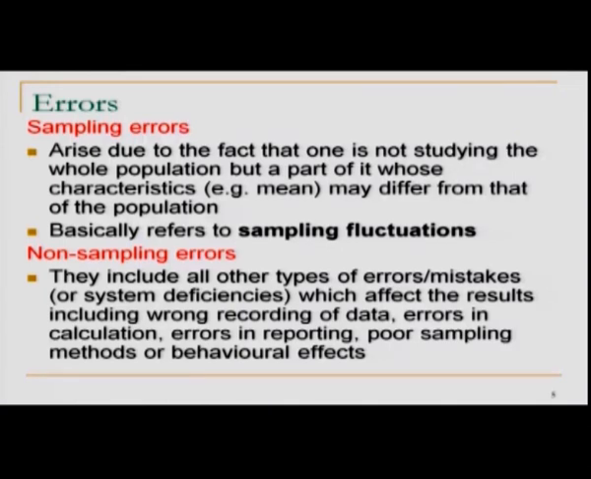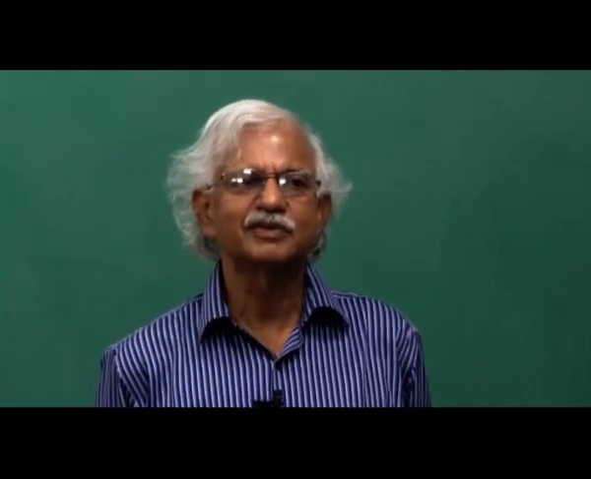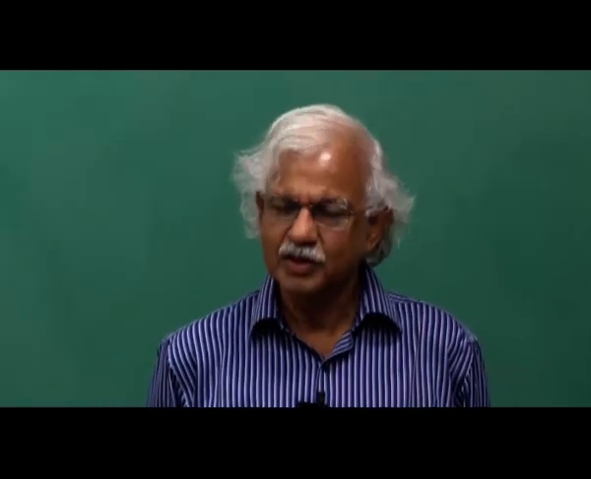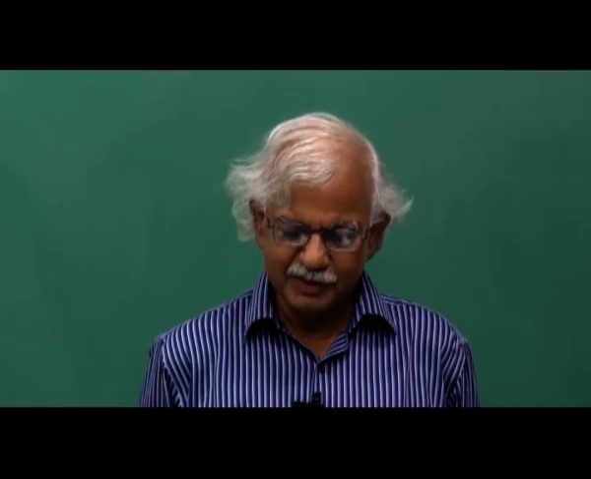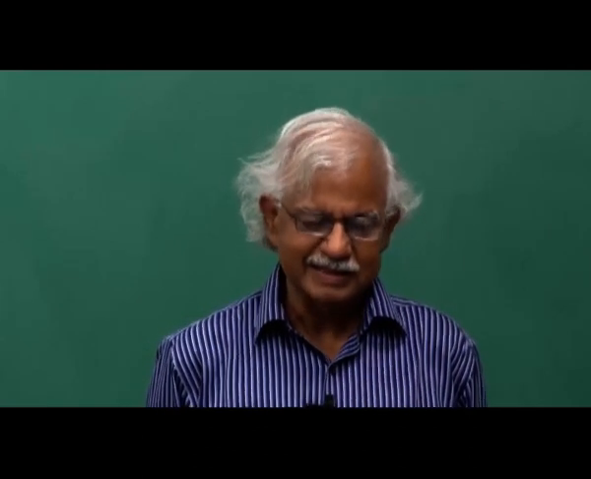Age heaping arises because of digit preference. That is not because of sampling error, not because you are studying only a part of it. Whether you collect data from sample or census, the phenomenon of age heaping to which I referred in the previous lecture will exist, or under-reporting of ages or over-reporting of ages. These problems will exist, or social desirability. Problems associated with wrong, deliberately wrong responses will exist whether you conduct a sample study or a census study.